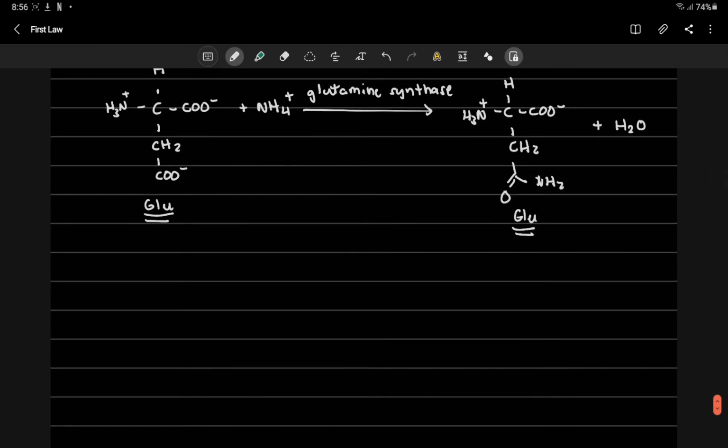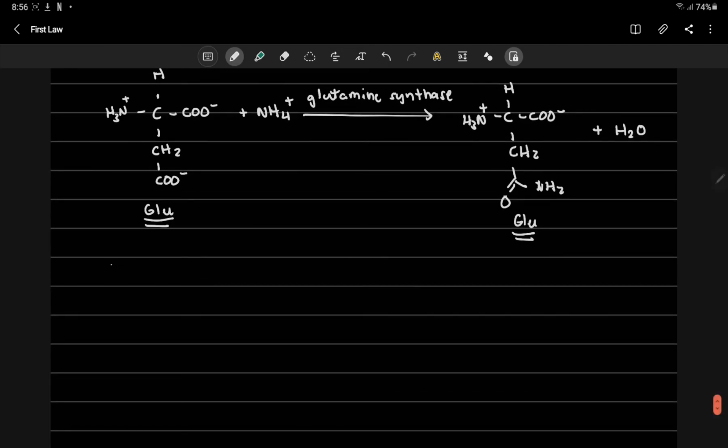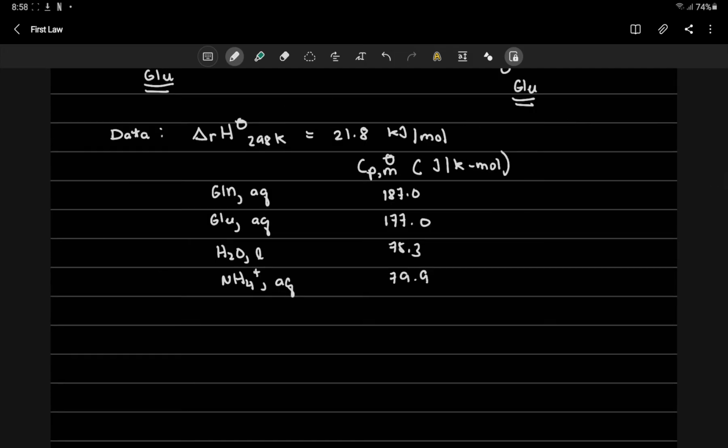Next, I will provide some additional information or data. So, first, meron tayong given na enthalpy of reaction for this reaction, which is at 298 Kelvin. Ang value niya ay 21.8 kilojoules per mole. Ang kulang na lang natin na data is yung mga heat capacity. Now, I have the data already for the heat capacities for glutamine, glutamate, water, and ammonium ion.